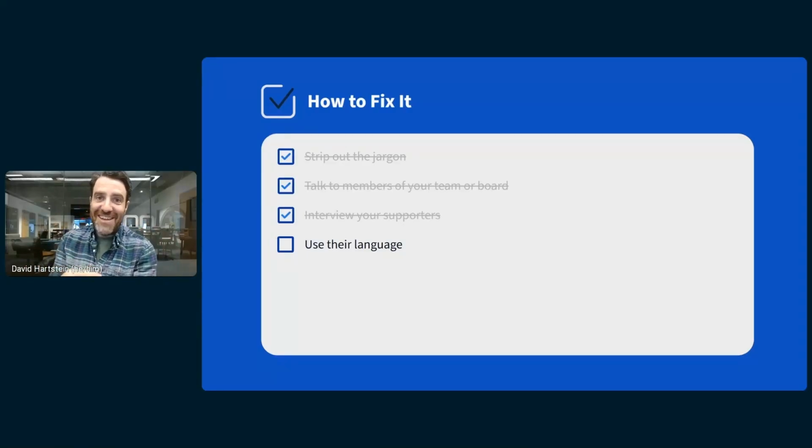And there's a good chance that their language and what motivated them to get involved will also resonate with others like that. So don't be afraid to record these interviews, get them transcribed even, and then you'll be able to directly pluck out their language and use it in your own message.